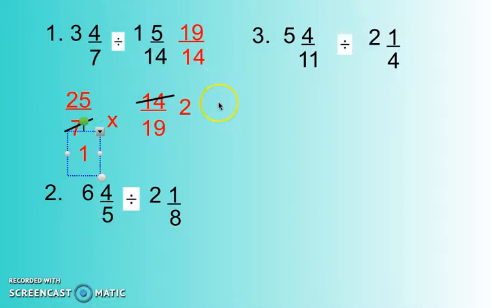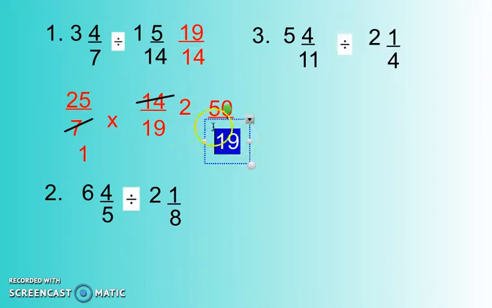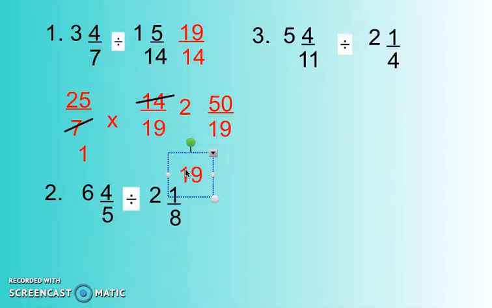25 times 2 is 50, and 1 times 19 is 19. So this is an improper fraction. We need to actually switch this to a mixed number. So let's ask ourselves, how many times, or let's say 19 times what would get us really close to 50?